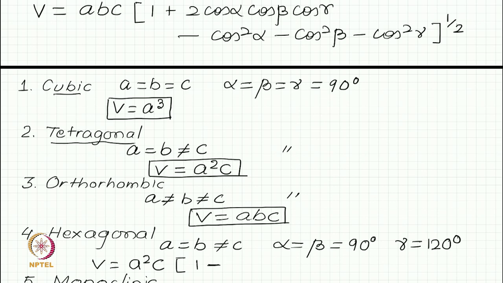cos 120 degree is cos 60 degree, cos 60 degree is half. So, that means 1 by 4, and then a square root on top also. So, this becomes 3 by 4 and square root of that, root 3 by 4, root 3 by 2 A square C.